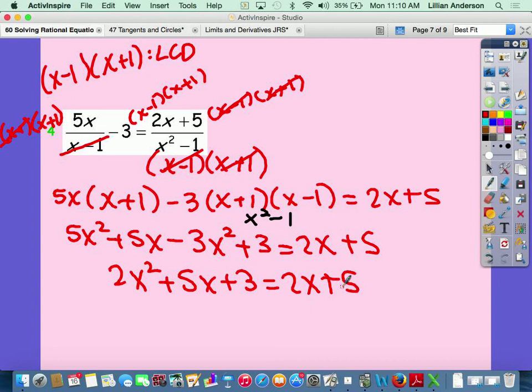How did you get 2x squared? 5x squared minus 3x squared. So I got plus 3x. It was a negative.